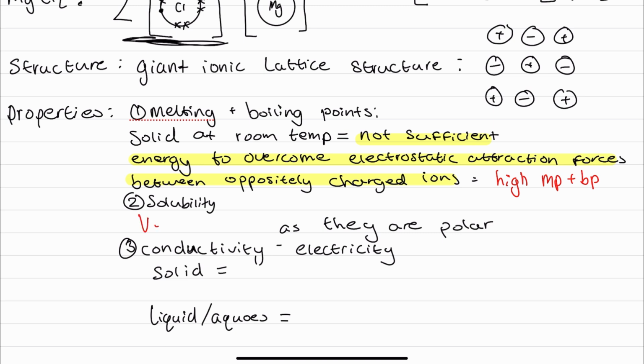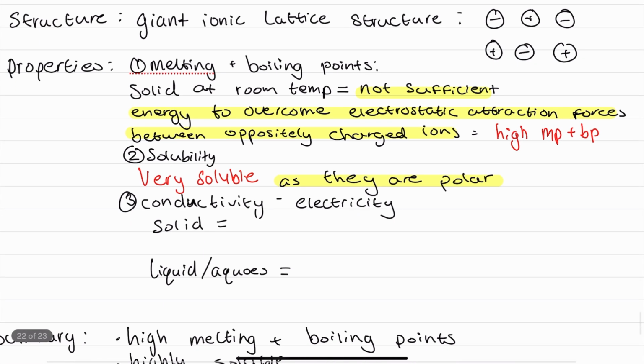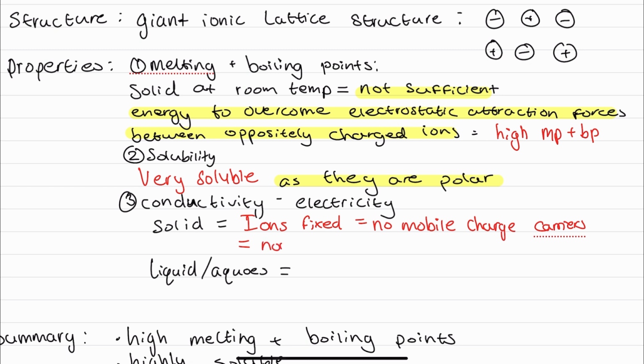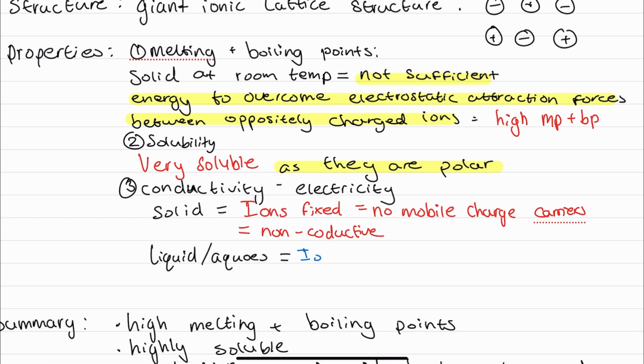Now, solubility, they're always very soluble because they're polar. Now, conductivity, in terms of electricity, as a solid, and this is extremely important terminology because these are all the marking points, as a solid, the ions are fixed in place, of course, meaning there's no mobile charge carriers, meaning that it is non-conductive as a solid. As a liquid, the ionic lattice is broken, which means they're free to move charge carriers, making it a conductor.